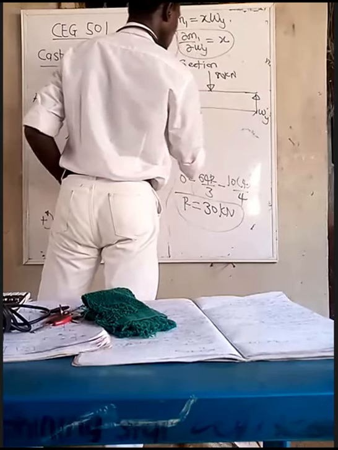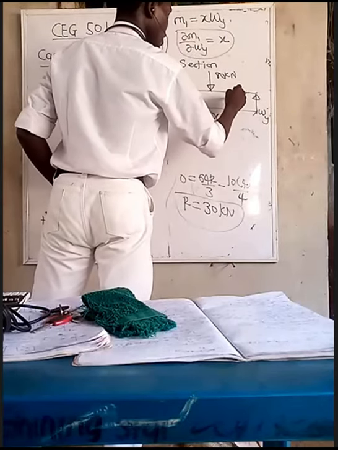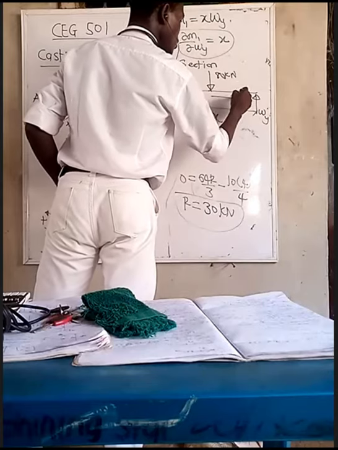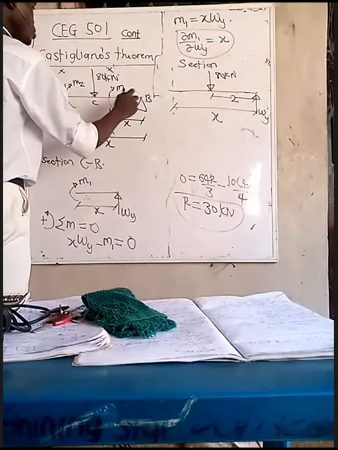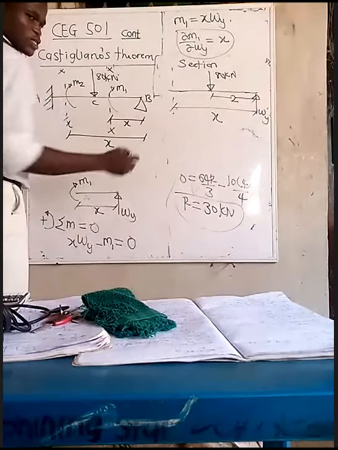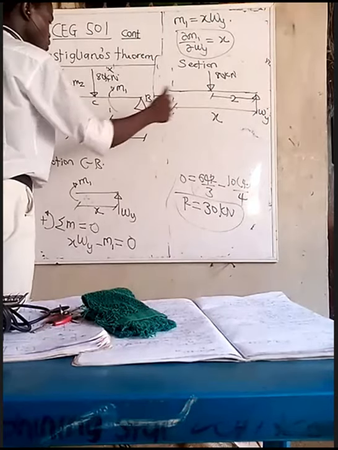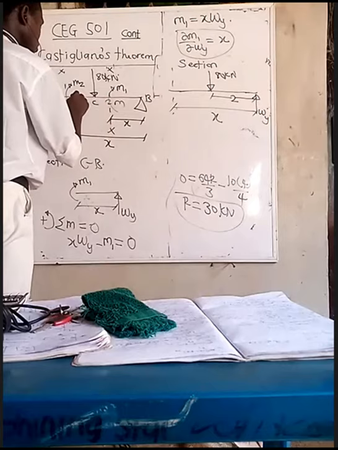From ear to ear is F, and ear is what? T. I believe you have not forgotten that. Okay, I didn't put it there. The total, okay, it was in the previous question now. Total length is 4 meters. This is 2 meters. This is 2 meters.